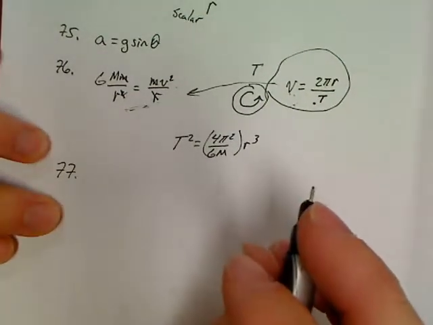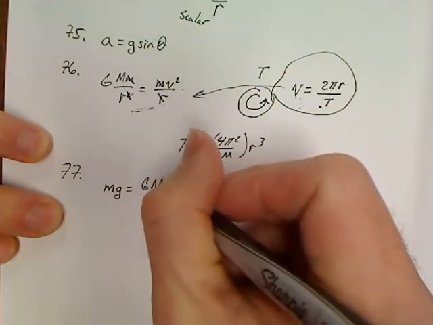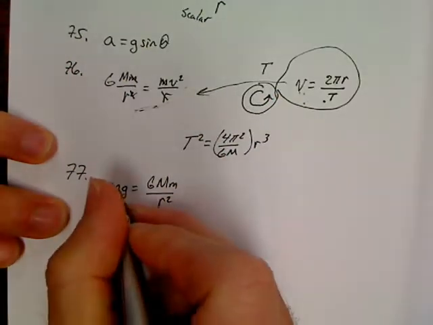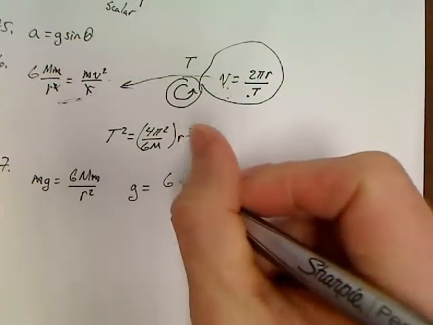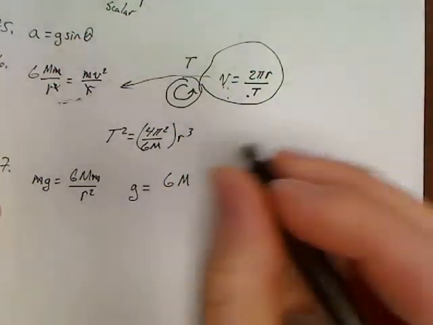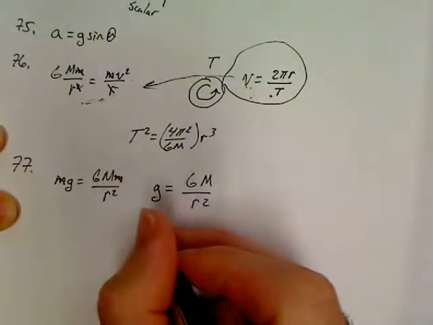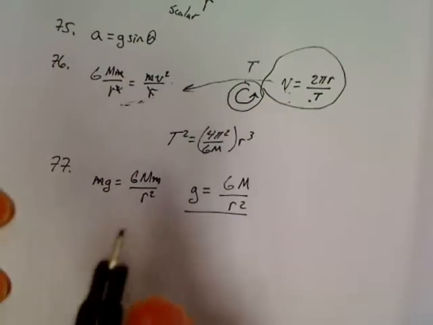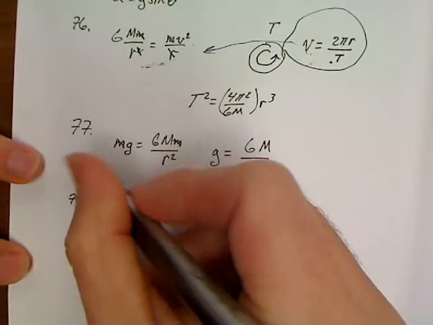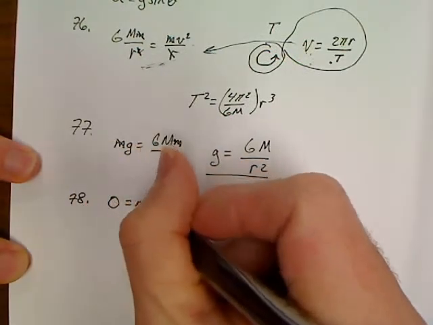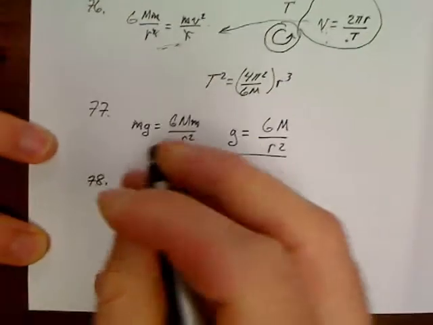77. Equation for g on a planet. mg is equal to big G M over R squared. Your m's cancel. So gravity on any planet can be found as long as you know big G, which is a constant, you know the mass of the planet, and how far you are from the center of the planet. 78. An explosion. 0 equals M1 V1 final plus M2 V2 final.